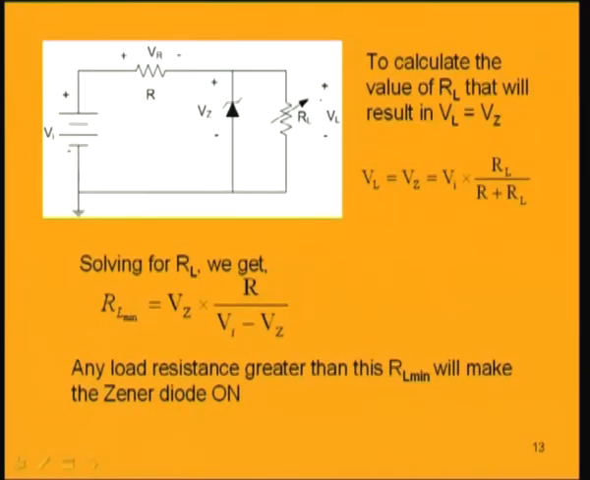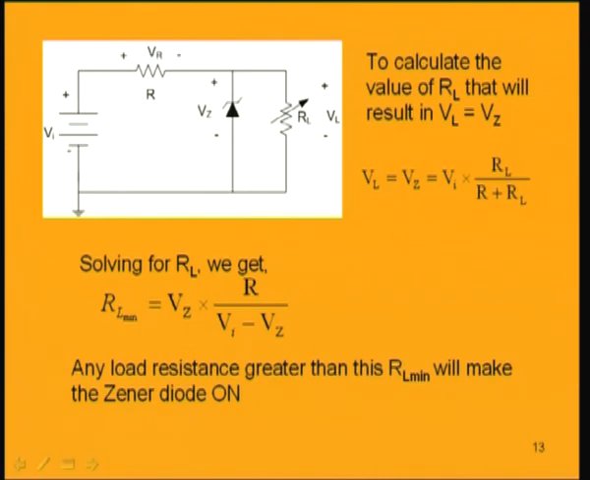So, in order to calculate that value of RL minimum, let us consider the Zener diode on and find out. If the Zener diode is on, then VL will be equal to Vz. So, what is the voltage across this Zener diode? Thevenin's open circuited voltage is Vi into RL by RL plus R, and that must be equal to Vz. Actually, it is greater than Vz, but let us take the limiting condition to find out that limit. So, VL is equal to Vz equal to Vi into RL by R plus RL.